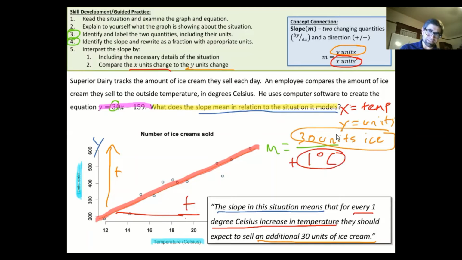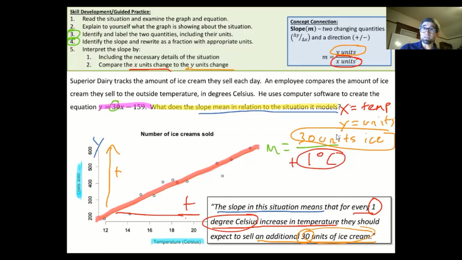Let me circle a couple of things that are key details you have to include. You need to include the numbers. I need to include 1 degree Celsius. I need to include the units. I also need to include 30 units of ice cream here. These are the things that are critical to include in your interpretation. If you don't include those and you just say that as the temperature goes up, so does the sales, that's good, but that's not nearly complete enough. Use the specific information in the problems that they give you.